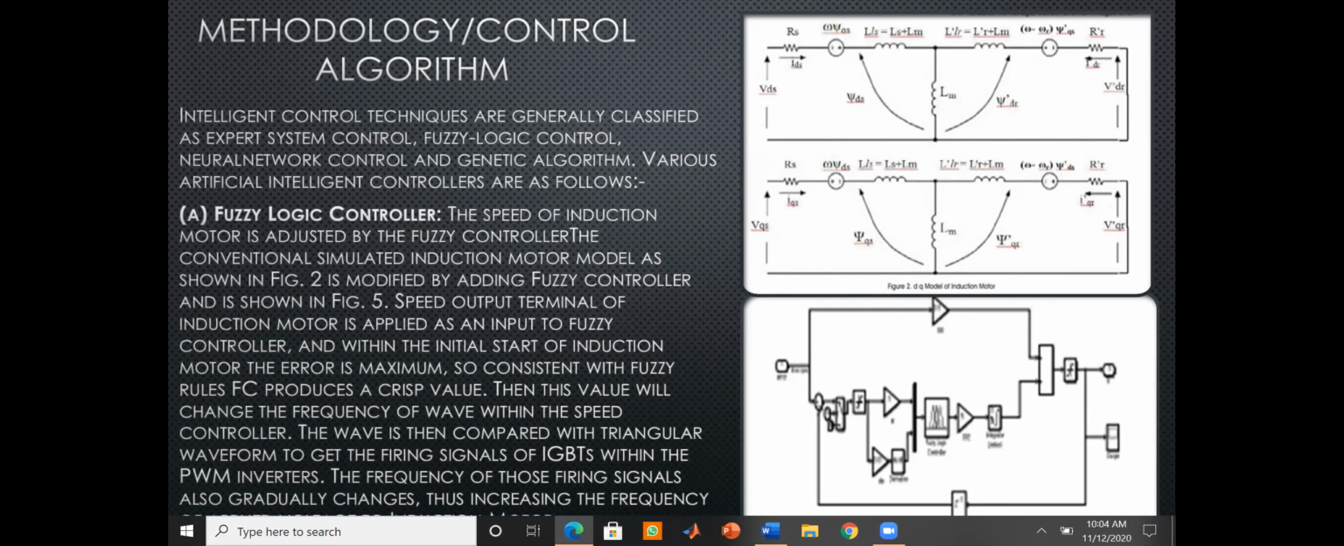So, according to fuzzy rules, the FC produces a crisp value. Then this value will change the frequency of the wave in the speed controller. The wave is then compared with the triangular waveform to get the firing signals of the IGBTs in the PWM inverters. The frequency of those firing signals also gradually changes, thus increasing the frequency.